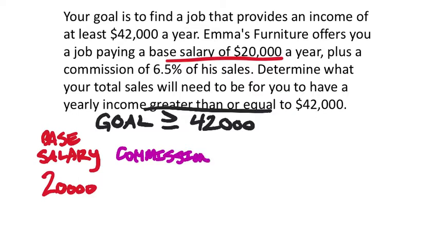Hopefully I can spell commission right. I had to cheat a little bit. Now, the commission is 6.5% of the sales, okay? Now, we can't just say it's 6.5%. We definitely can't say 6.5 right here, all right?